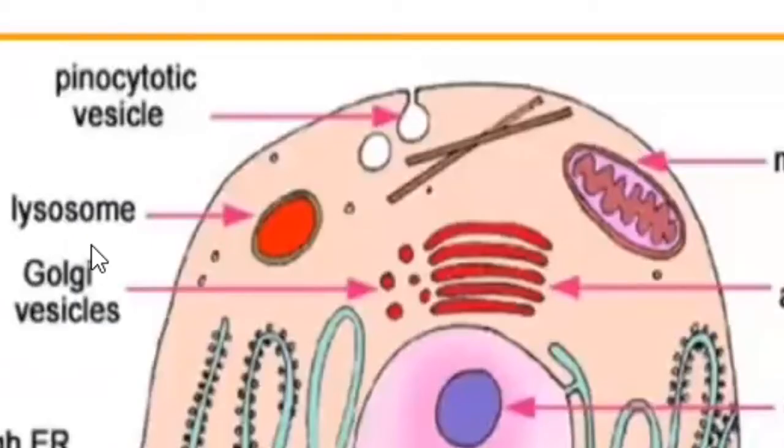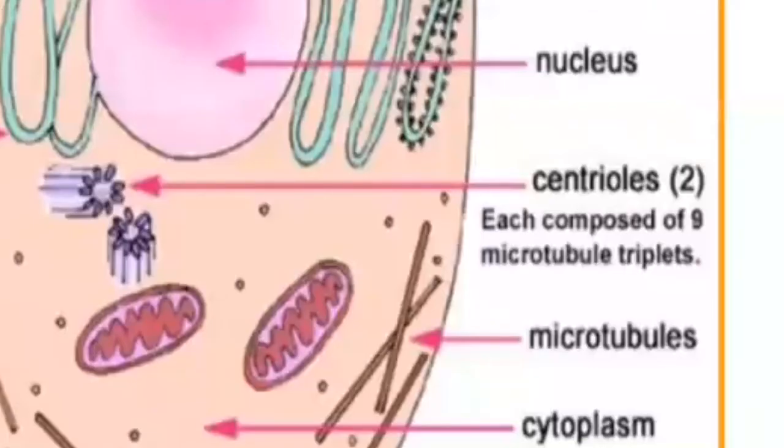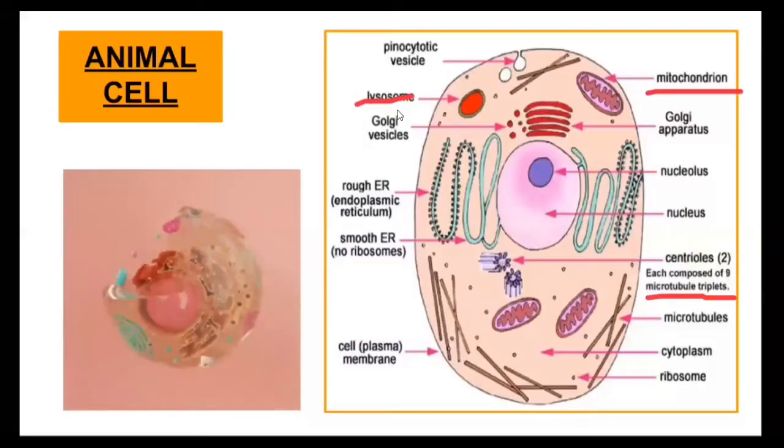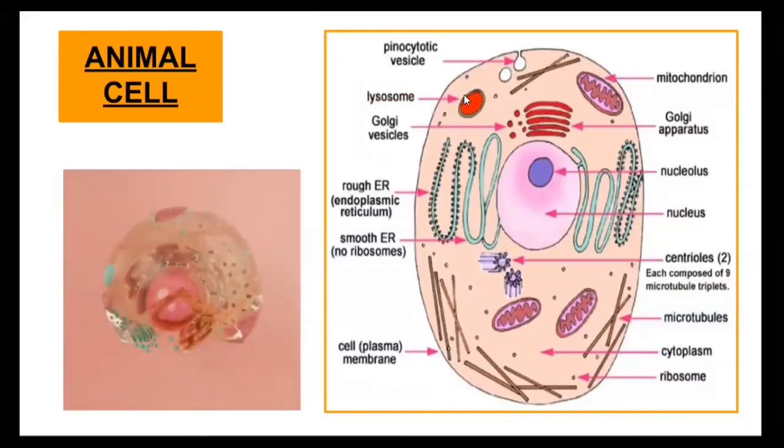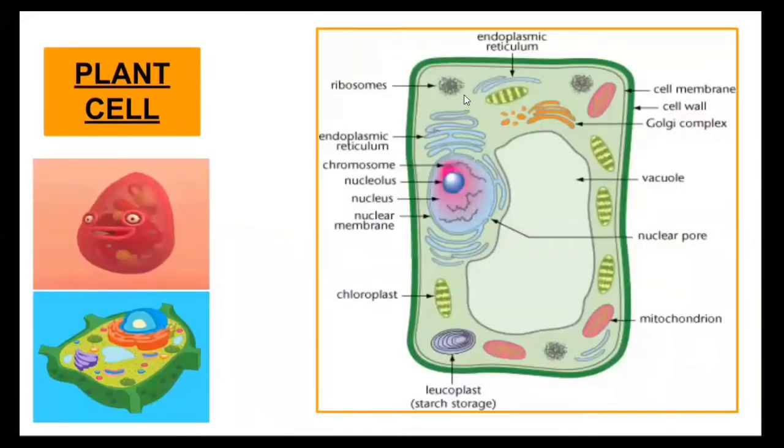Then there are lysosomes. There is centriole. You will find centriole in the animal cell, which is again near to the nucleus. Mitochondria. Then ribosome. So these are the different parts of the animal cell. Next, the plant cell. When you see the plant cell and animal cell, you will find there are some differences. So first of all, see the structures, then we will talk about the differences.